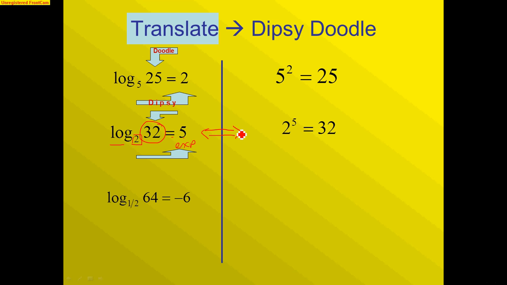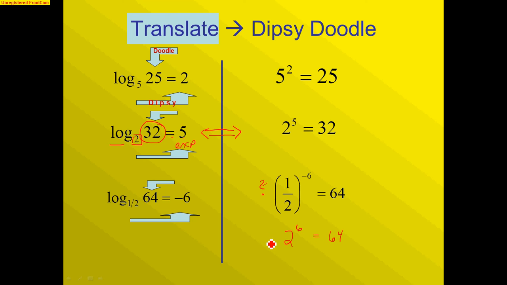How about this one? Dipsy, doodle. 1 half, dipsy up the negative 6, and doodle the rest, equals 64. Oh, this is not as clear. Is it true that 1 half to the negative 6 is 64? Well, remember what a negative exponent means? Reciprocate the base, and then negatize the exponent. Negatize a negative means a positive. Isn't this true? Well, yeah, it is.